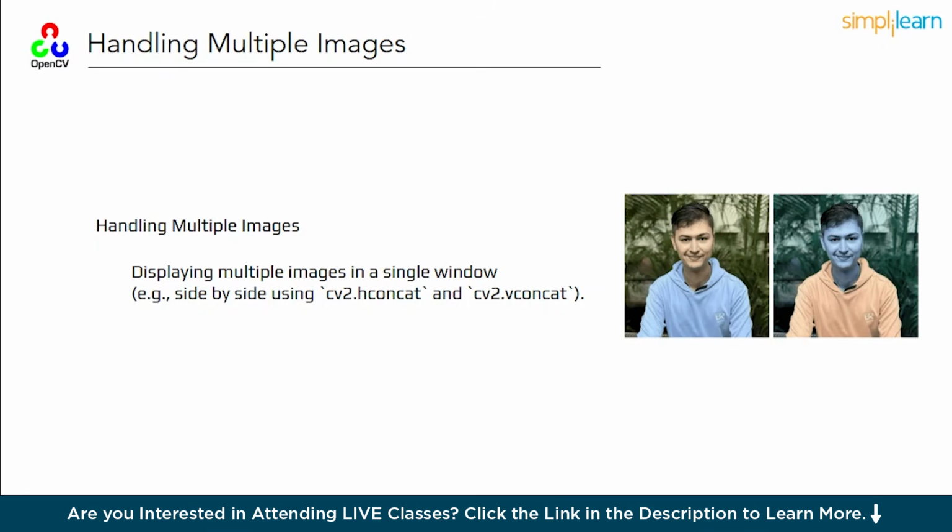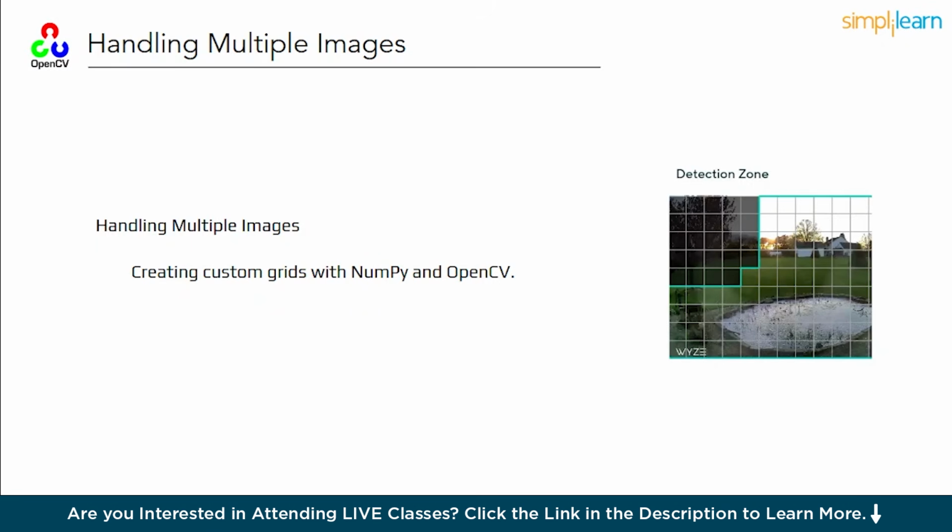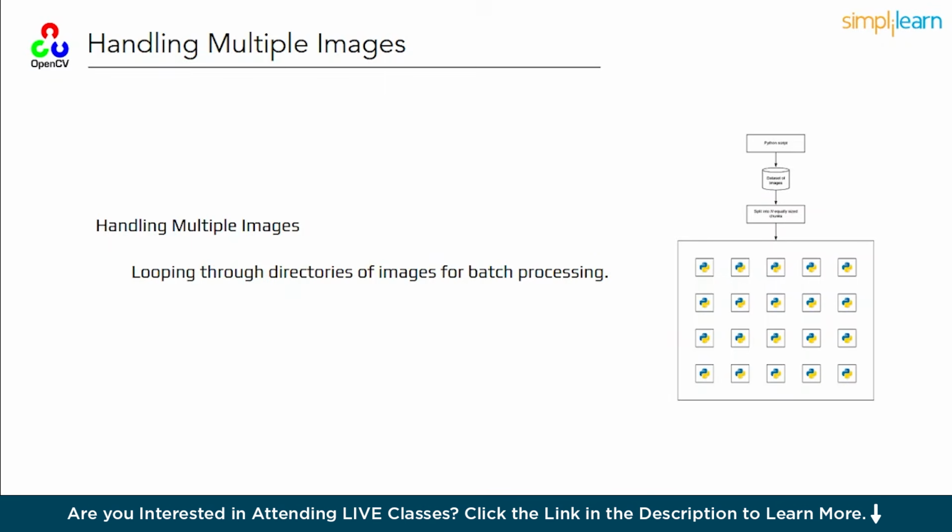CV2 comes with inbuilt functions like hconcat for horizontal concatenation. We have the vconcat function from CV2 for vertical concatenation, and we can combine these two functions together to create grids as well. So that will be handling multiple images or creating multiple image grids or custom grids using OpenCV. We'll also look at how to read different types of images from a particular directory. Any directory on my hard drive, how do I read those images? We'll work on that part.